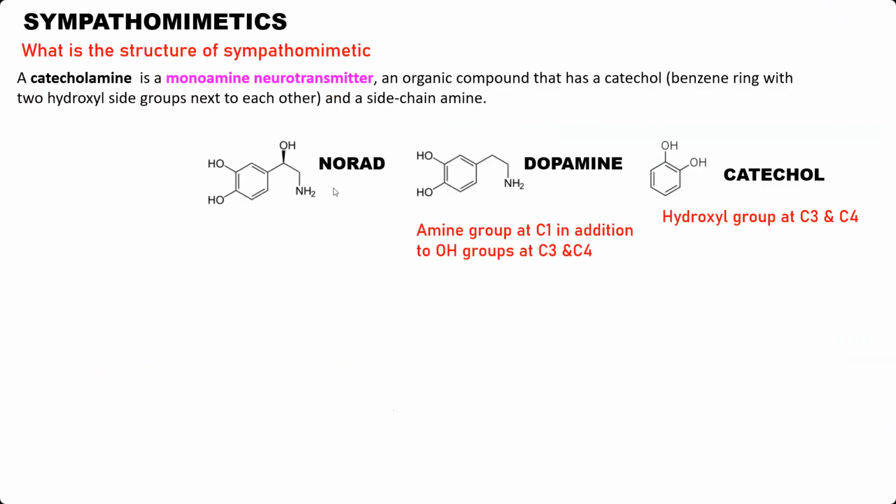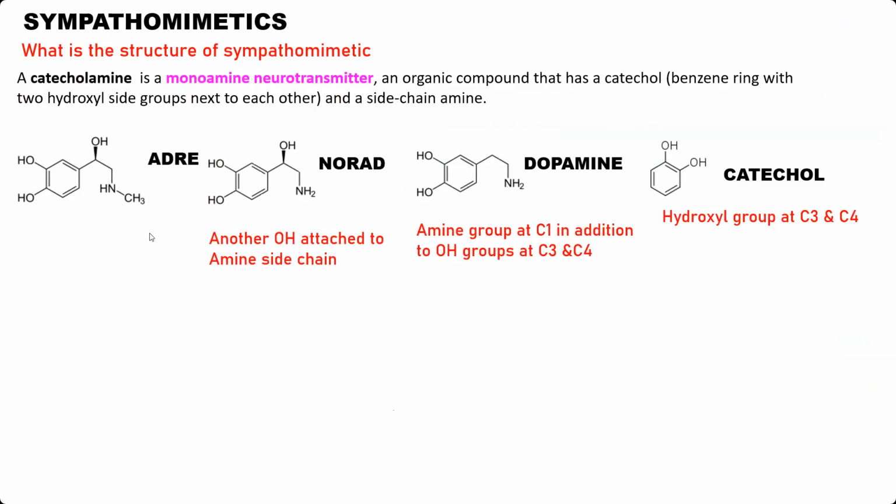Now for noradrenaline, you find another hydroxyl group is added here in addition to the amine. So another hydroxyl attached to the amine side chain becomes noradrenaline. Then you add one methyl group to the amine, and it becomes adrenaline. So this is the basic catechol nucleus, which gradually becomes dopamine, noradrenaline, adrenaline, through the various steps of formation that I've been going through. So a methyl group added to the amine side chain becomes adrenaline.